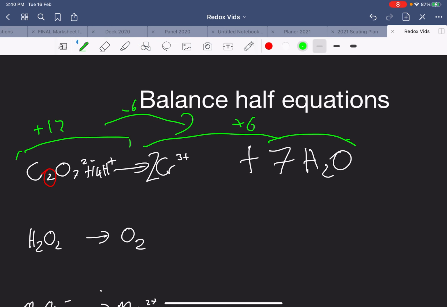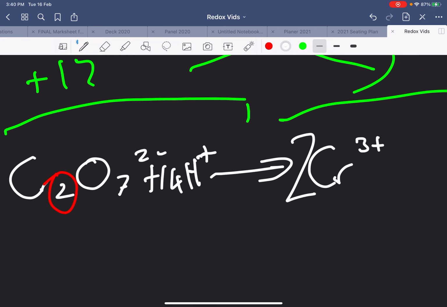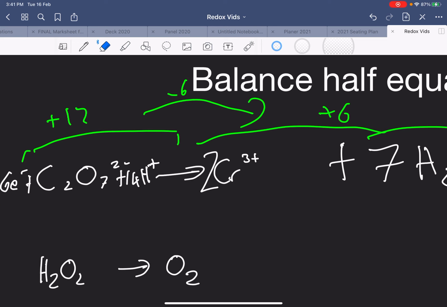Okay, so that's going to be 6 electrons. And they're going to be added to the more positive side, the left-hand side. So that's going to be 6 electrons on my left. And I'm going to try and get rid of that circle. Okay, so that's my balanced half equation.